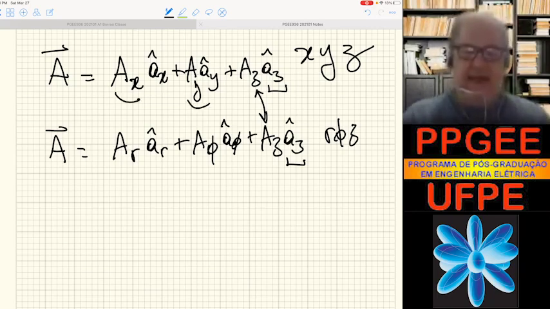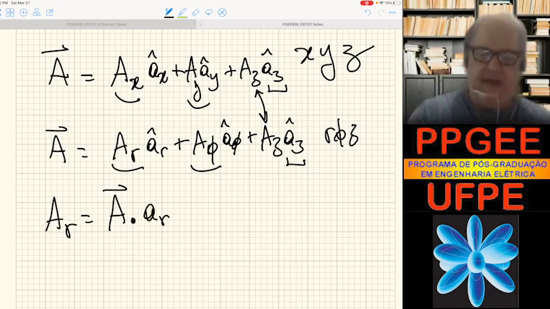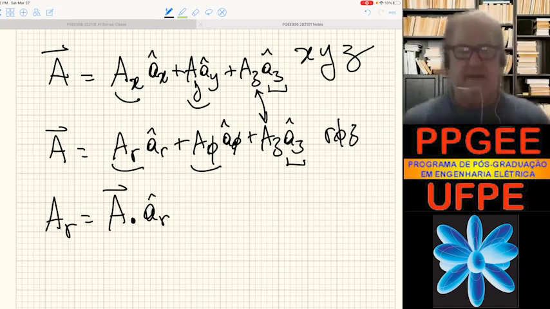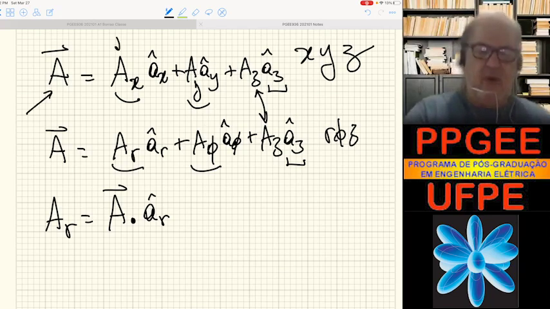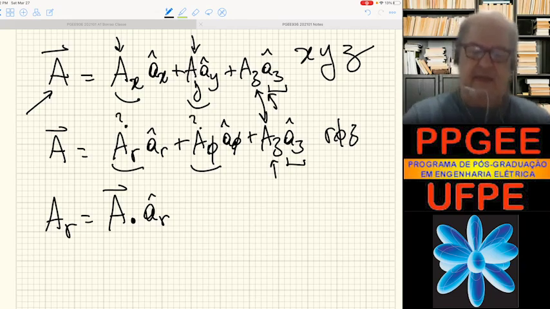I mean, we want to relate AX and AY with AR and A phi. So we use the concept of dot product. For instance, AR is simply the projection of A in the R direction, right? But A is given, you know AX and AY. AZ is already known. So AZ in the system is the same as that one. I want to find those ones. Those are the incognitas, the unknown values.